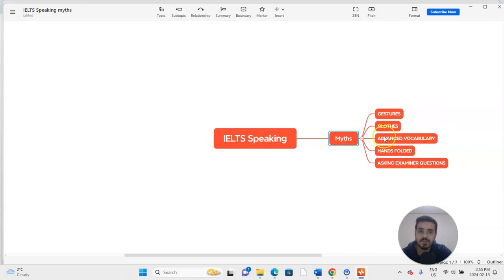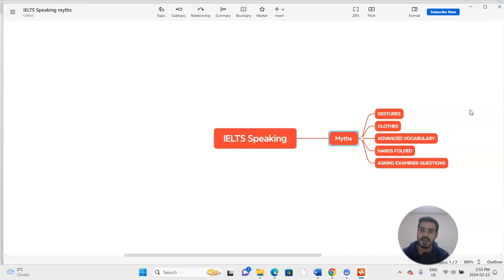Third thing is advanced vocabulary. There are people who believe that if they use advanced vocabulary, they are going to get good bands or good marks. It is not the case. Obviously, using advanced vocabulary is good. But if you are giving your answer and the vocabulary is not fitting in that sentence, or it is becoming an open-ended sentence, for example, you want to say something, but the examiner is getting something else because of the open nature of the sentence, it can go against you.